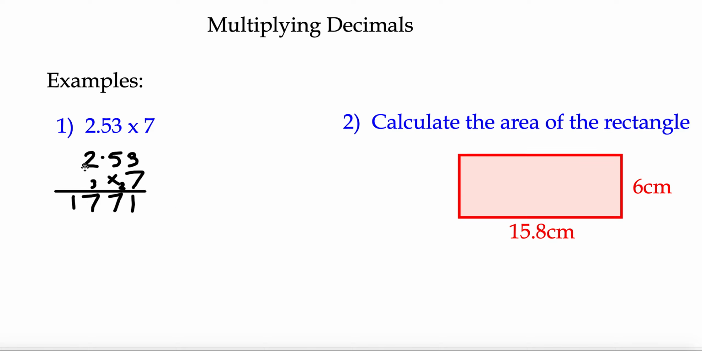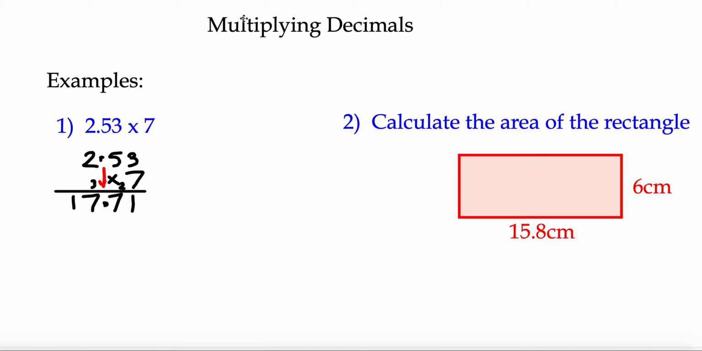Now, we know that the answer is not 1771. We do know that 2.53 is just over 2. So 7 times 2 is 14. So we're looking to put a decimal point somewhere that's going to give us an answer just over 14. So the answer to that would be clearly 17 something. So the decimal point goes right there. But of course, another way, when you're dealing with a decimal times a whole number, the decimal point will go straight underneath where the other one was. You'll notice that that decimal point is straight down there. 17.71.